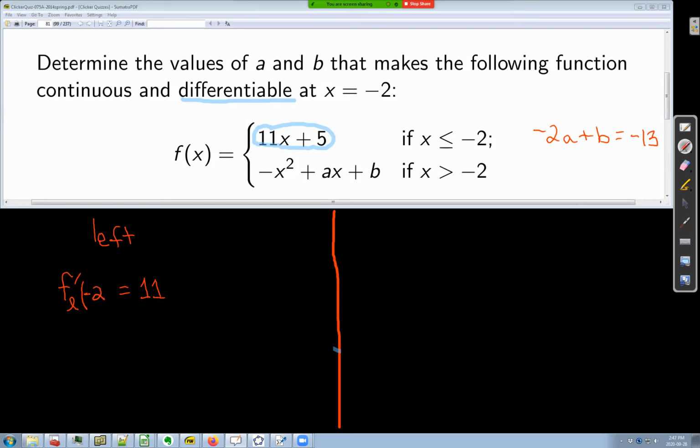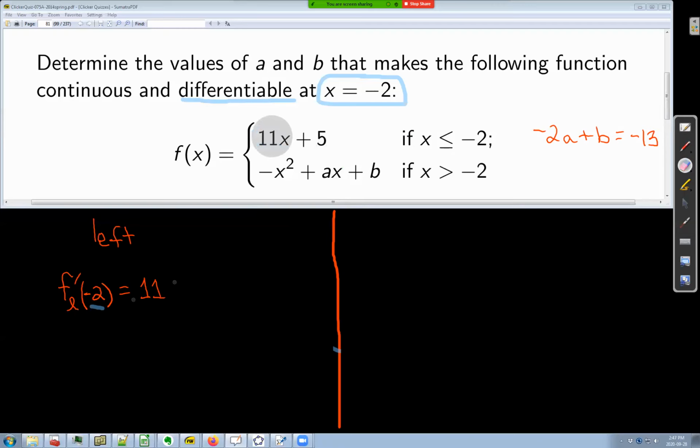Because that's really what we care about. We care about what happens at -2. We care about what's happening when x is -2. So what I wrote was still correct, because this line always has slope 11, no matter what x is, as long as x is less than -2. But what I really care about is what's the slope at -2.